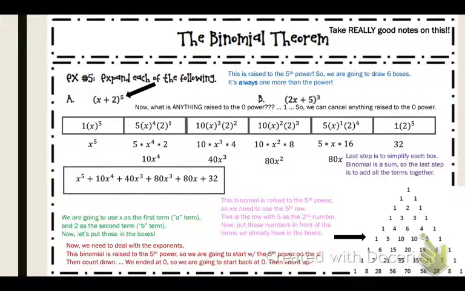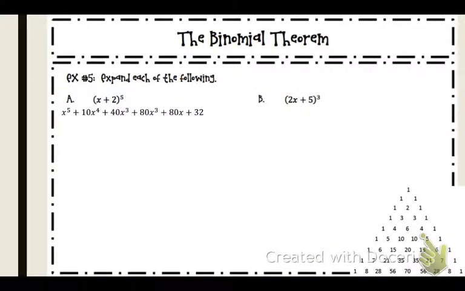Except for that 80x cubed, it should be a squared. So make sure you write that as a squared, not a cube. Okay? I even did it wrong right there. Of course I did. Okay, let's do example B.